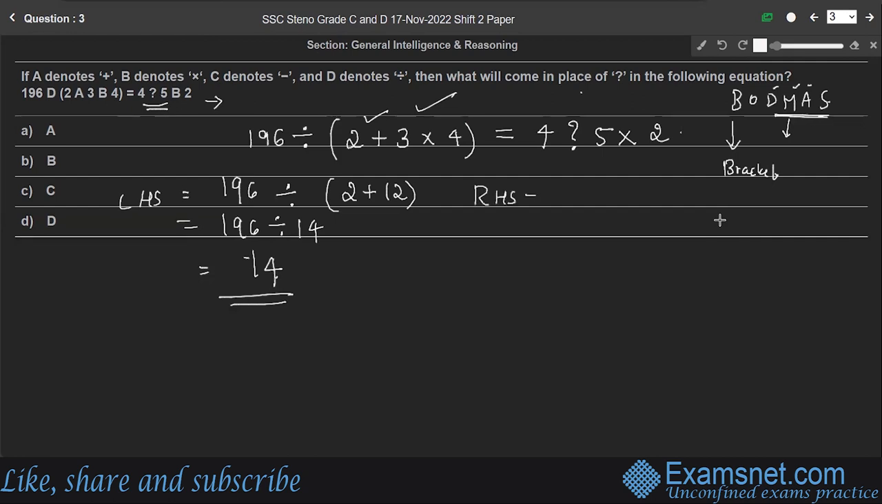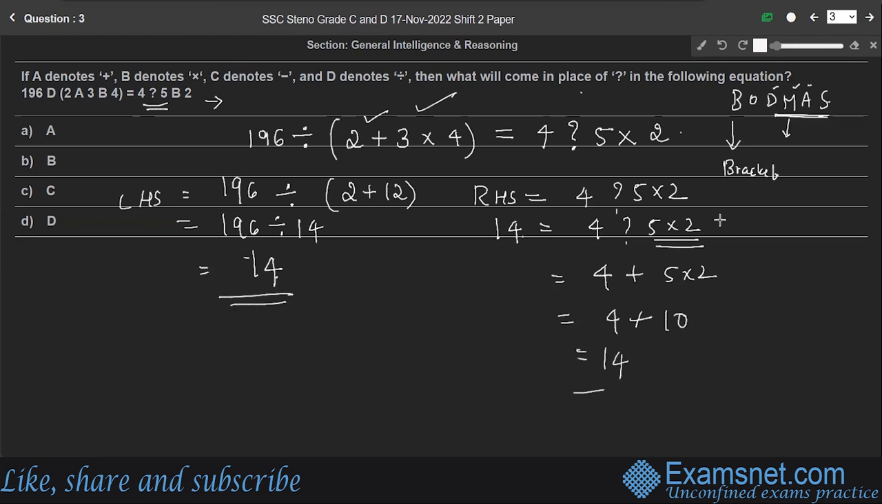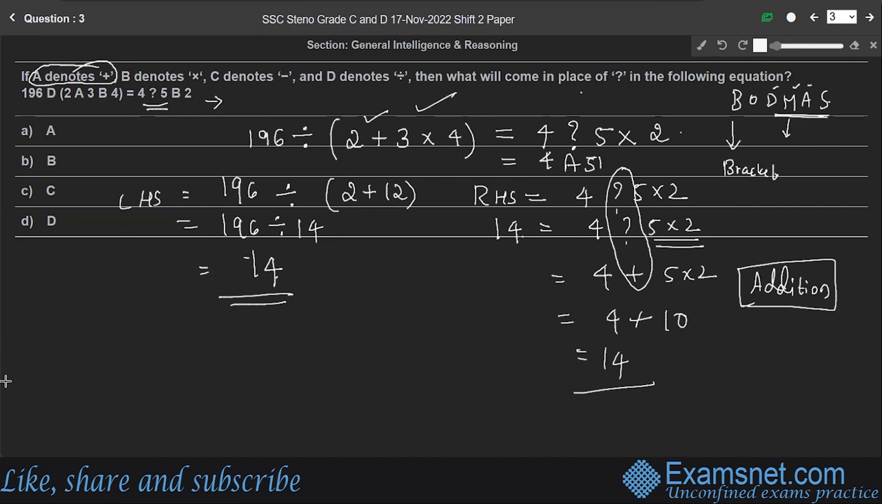Now, come to the right-hand side part. 4 ? 5 into 2 is equal to 14, right? So the left-hand side is equal to the right-hand side. Therefore, 14 is equal to 4 ? 5 into 2. According to BODMAS rule, multiplication comes first before addition and subtraction, so 4 plus 5 into 2 becomes 4 plus 10, which is 14. Therefore, the operation here on the right-hand side is addition. Which letter indicates addition? A denotes addition, it is given. Therefore, in the given equation, it should be 4 A 5 B 2. So in place of the question mark, it should be A. Option A is the right answer.